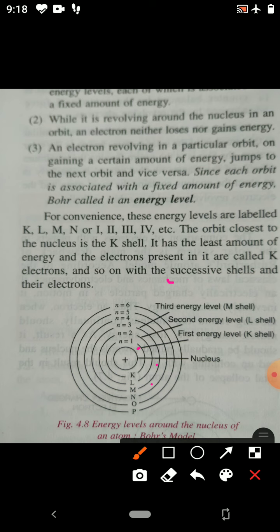When electrons are revolving around the nucleus in an orbit, an electron neither loses nor gains energy. An electron revolving in a particular orbit, on gaining a certain amount of energy, then jumps to the next orbit. It means each orbit, each energy level, is associated with a fixed amount of energy. So Bohr called it an energy level.